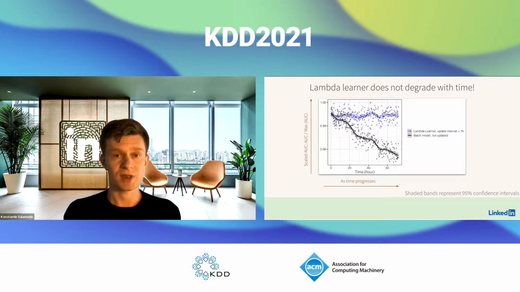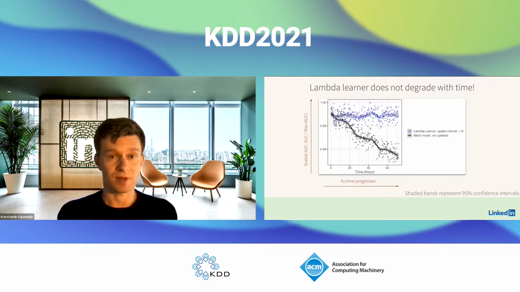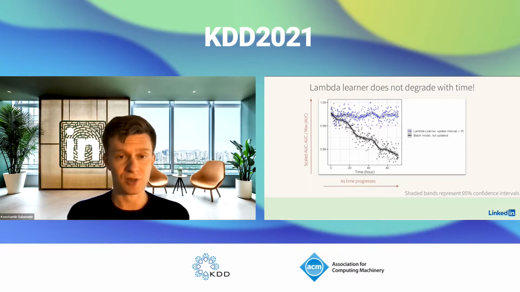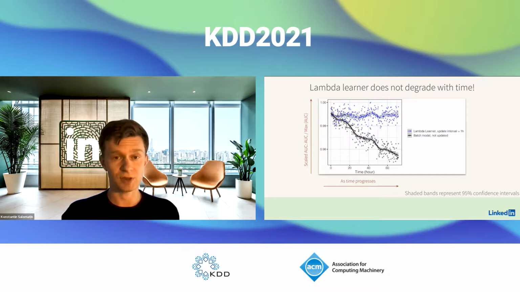This plot shows us how the performance of the models changes with time. The batch model that is not updated degrades, while Lambda learner's performance is stable. Actually, this was surprising for us. Recall that Lambda learner uses approximation of the oldest data with a Gaussian prior, and we expected that the error associated with this approximation would accumulate over time and degrade the performance, but it did not happen, and this is a very encouraging result for us.